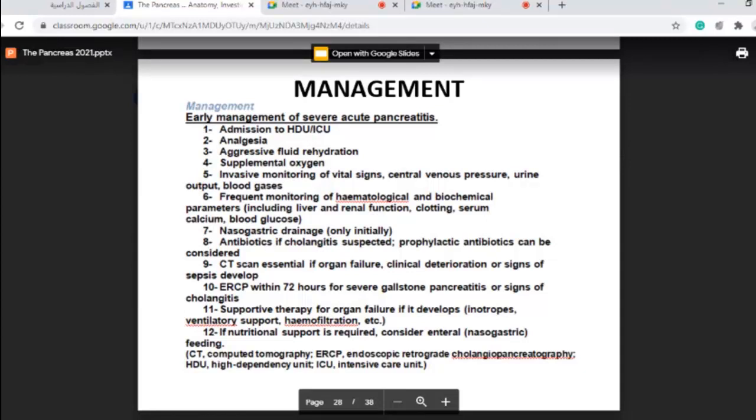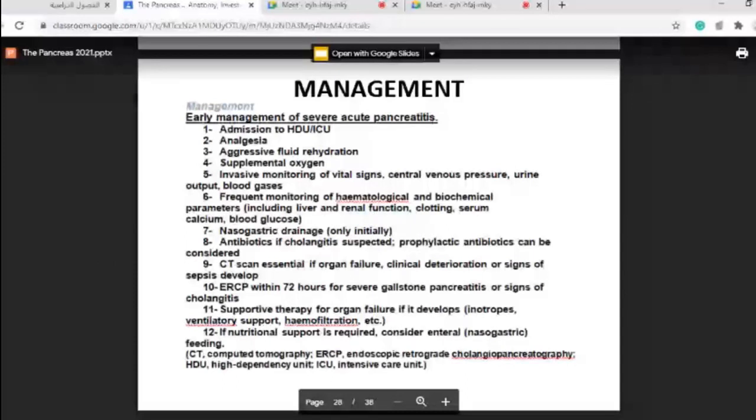Also supplementation of oxygen, invasive monitoring of vital signs, central venous pressure, urine output. The patient may need a Foley's catheter, for example, blood gases assessment, and frequent monitoring of hematological and biochemical parameters, including liver and renal function, clotting, serum calcium, blood glucose, white blood cell count. These are for assessment of the severity of pancreatitis, as we mentioned.